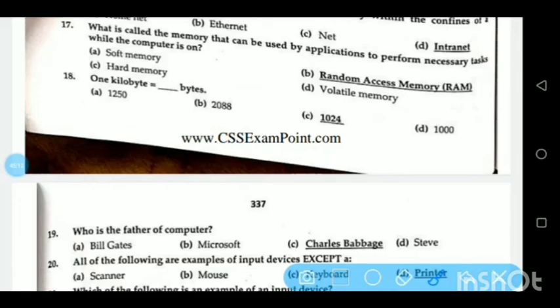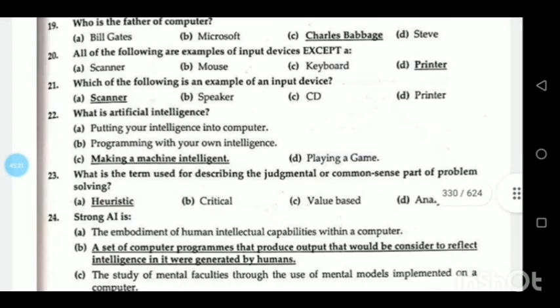What is called the memory that can be used by applications to perform necessary tasks while the computer is on? Random access memory. 1 kilobyte is equal to 1024 bytes. Who is the father of computer? Charles Babbage.